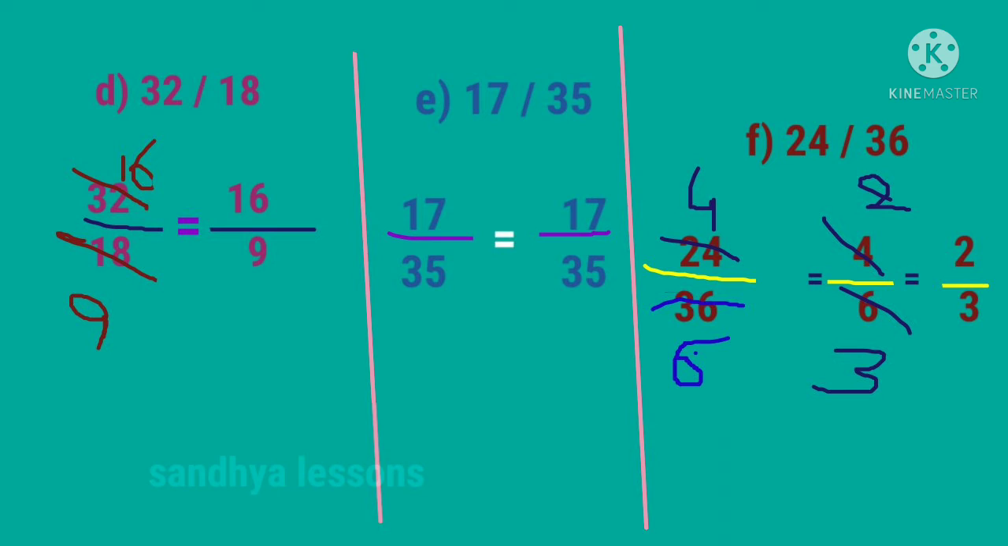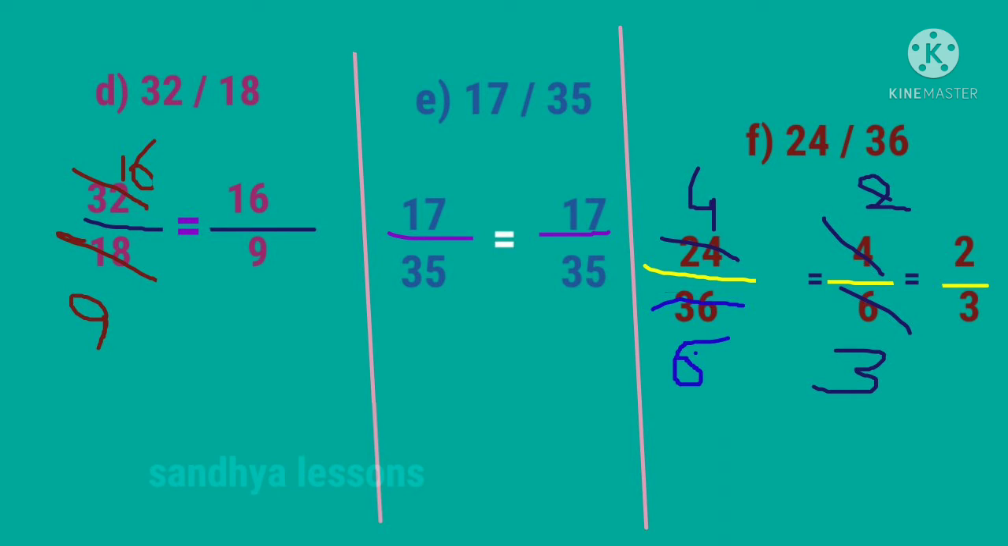E problem, 17 by 35. As 17 and 35 are prime numbers, we cannot cancel these two numbers in any other table. So the simple form is 17 by 35.